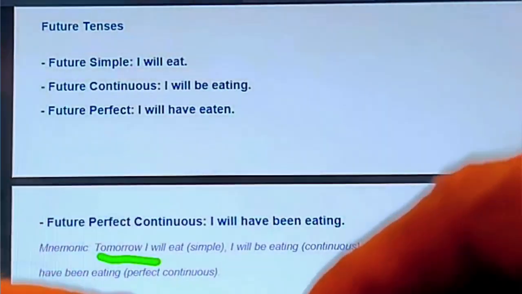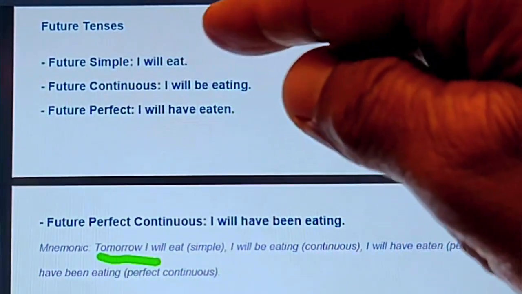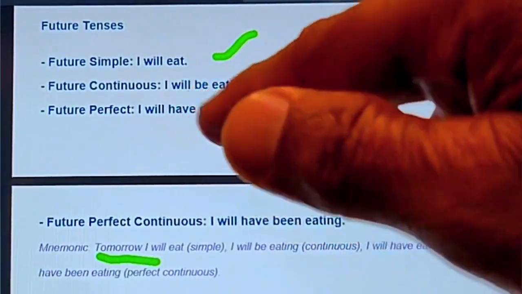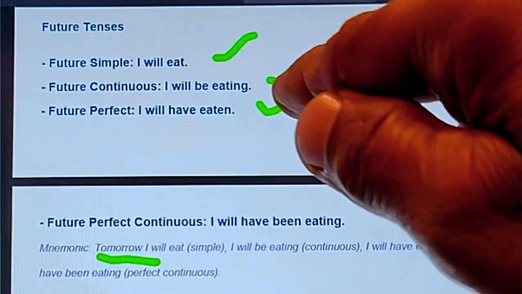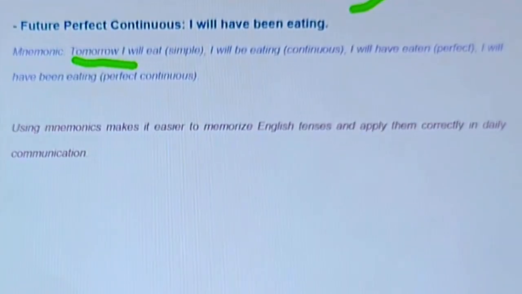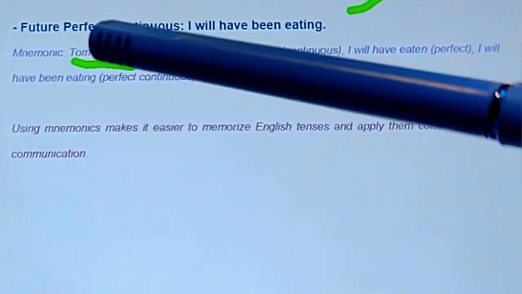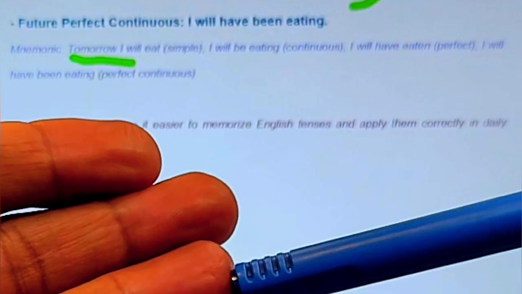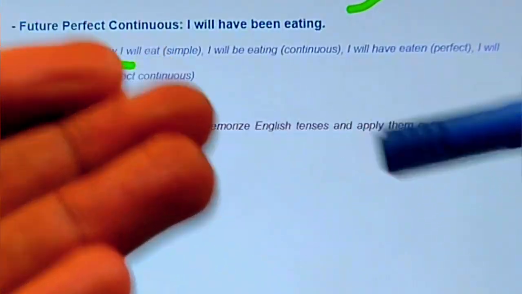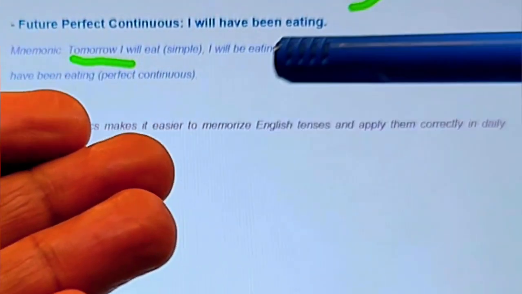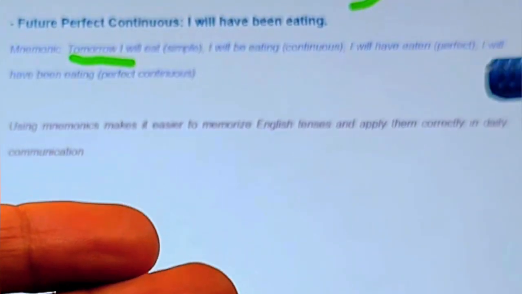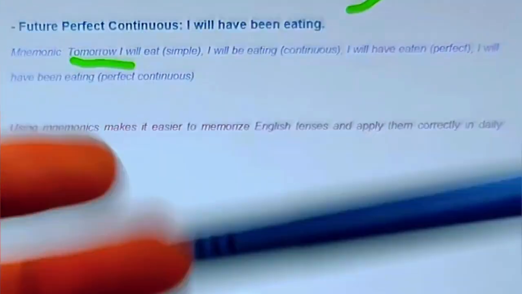So example here, future tense, future simple, I will eat. Future continuous, I will be eating. And future perfect, I will have eaten. So future perfect continuous, I will have been eating. So we explain here the mnemonic word tomorrow is for the future, you can remember it very easily. If you find the word tomorrow, it means the future tense. I will eat, simple future. I will be eating, this is continuous. I will have eaten, perfect. I will have been eating, this is perfect continuous.